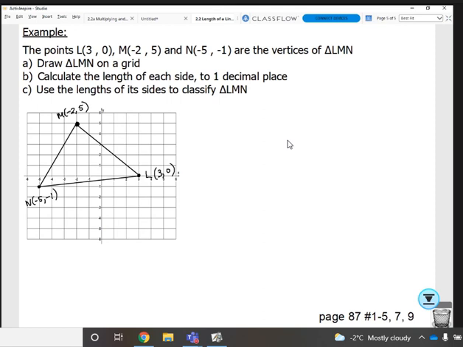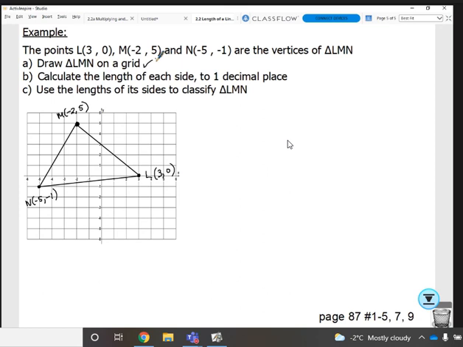So just looking ahead here, we draw triangle LMN on a grid. It says calculate the length of each side to 1 decimal place. Usually, folks, we always just do 1 decimal place. That's just the easiest. And then part C, use the lengths of its sides to classify triangle LMN. And that goes with that first page, remember?